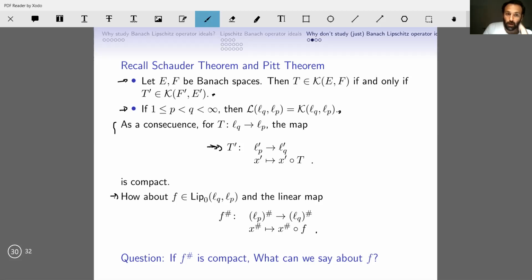So can we say the same about a Lipschitz function from l_q to l_p using this Lipschitz transpose? This is a linear mapping, so the question is, if this linear mapping is compact, can we say something about f? In the linear case, yes: if the transpose is compact, then the operator is compact. But what happens in this case?